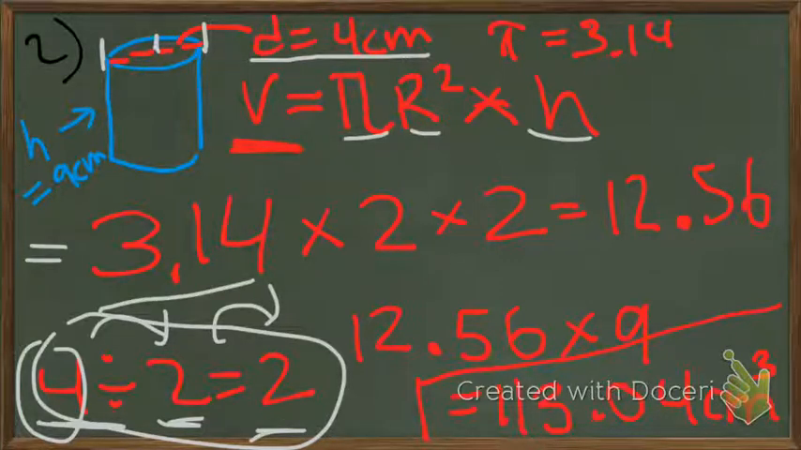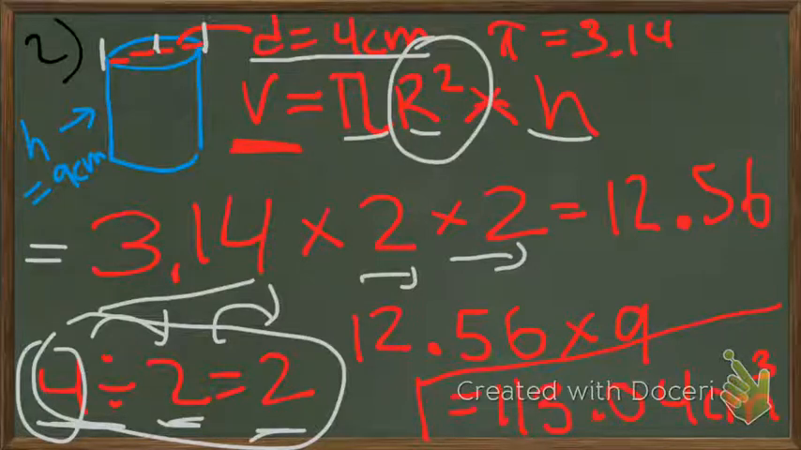Say what that is. Pi multiplied by 2 times 2, because this is radius squared. And then we multiplied it by the height, which was 9. And we got our answer of 113.04 centimeters cubed. Merci beaucoup.